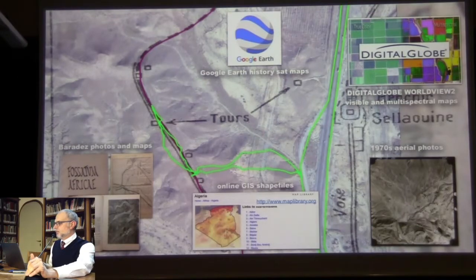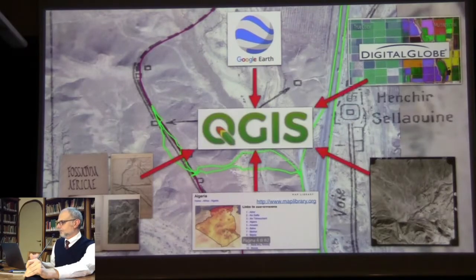We use multispectral images, with Luigi and Professor De Guglio who will talk about this. We use mainly aerial photographs and layouts made by Baradez in '49 and the 50s. We use online GIS shapefiles and aerial photos made in the 70s. And all this is put together in GIS.